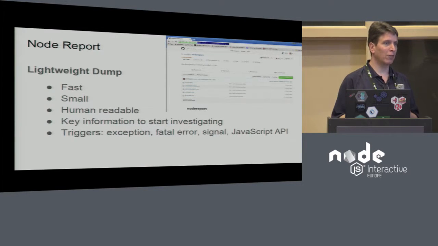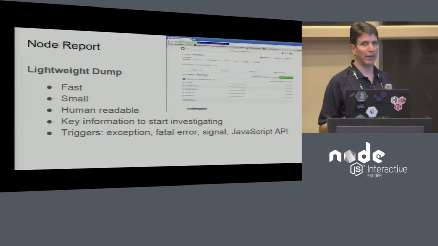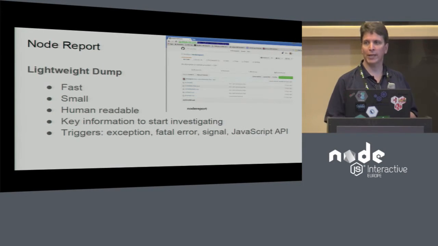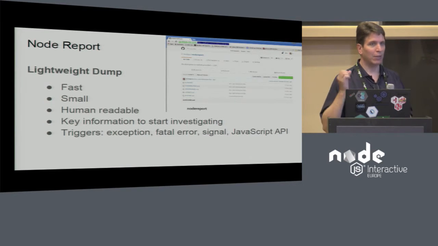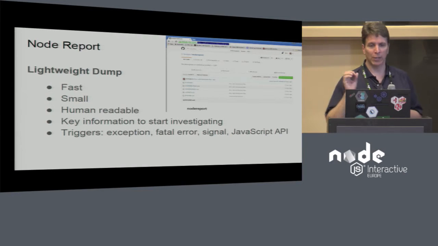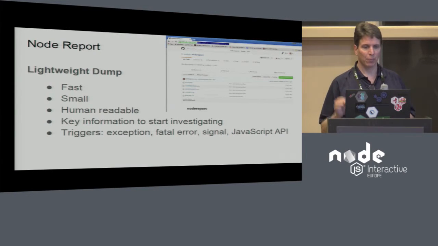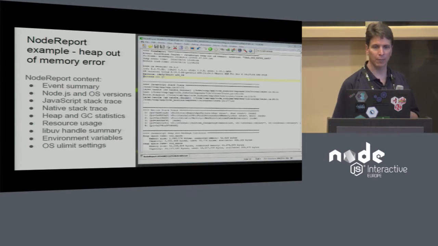There's lots of issues I've run into where if you just had, say, the environment variables that were set when you ran, was my ulimit 0, or what was my heap setting? Just by looking at that, you could basically figure out what was going on. And so it's to give you that kind of information. It can be generated off things like exceptions, fatal errors, signals, or even have the JavaScript API say, hey, I want to generate a node report.